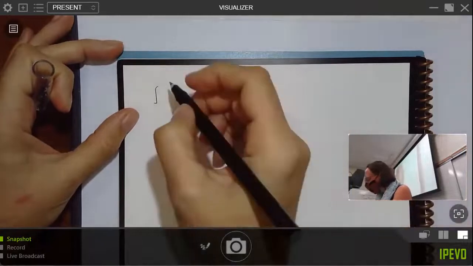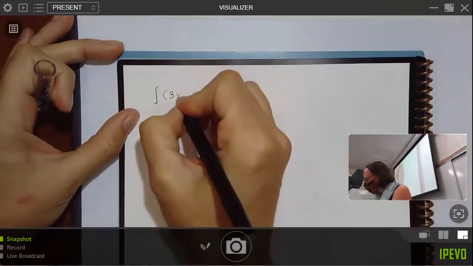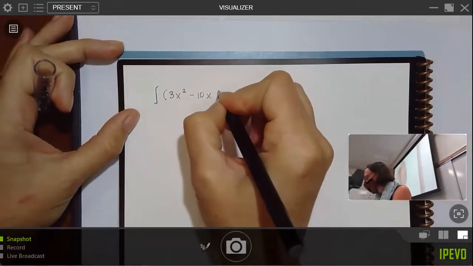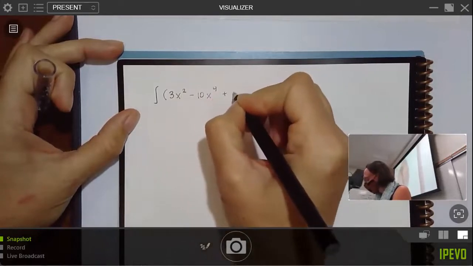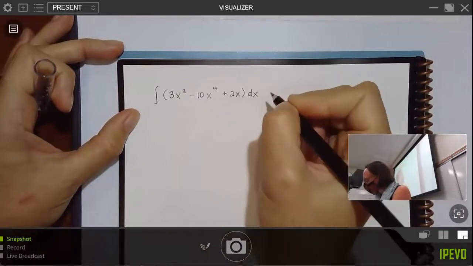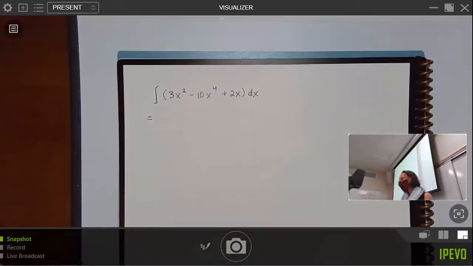Okay. If I write something like 3x squared minus 10x to the 4th plus 2x, we want to get to a space where you're not really writing work for this. You are just writing down an answer fairly quickly. This is going back to our power rule for antiderivatives. So just like when we take derivatives, we multiply by the coefficient and subtract 1. When we do that in reverse, we add 1 to the power and divide by the new power.